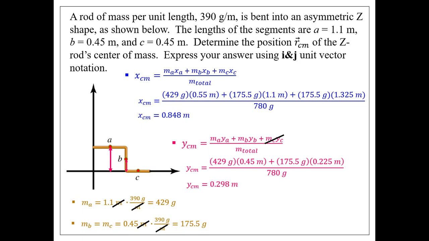You get 0.298 meters, and if you want to express this in i, j unit vector notation, it would be 0.848 i plus 0.298 j. Everything is positive in this particular diagram, so everything needs to be positive in your unit vector notation, and that's that. Okay, I hope that helps. Stay nerdy, don't be weird.